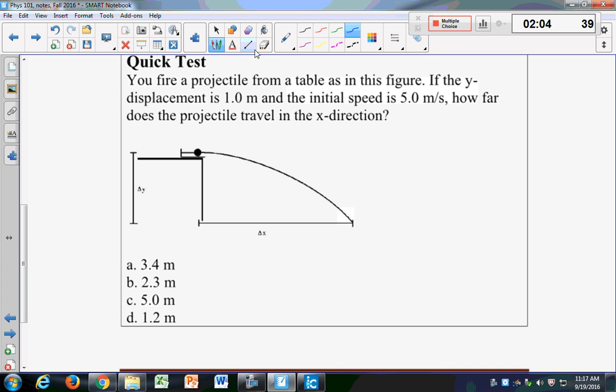And you know vx, that's the velocity in the x direction. First find your time, then find your range.